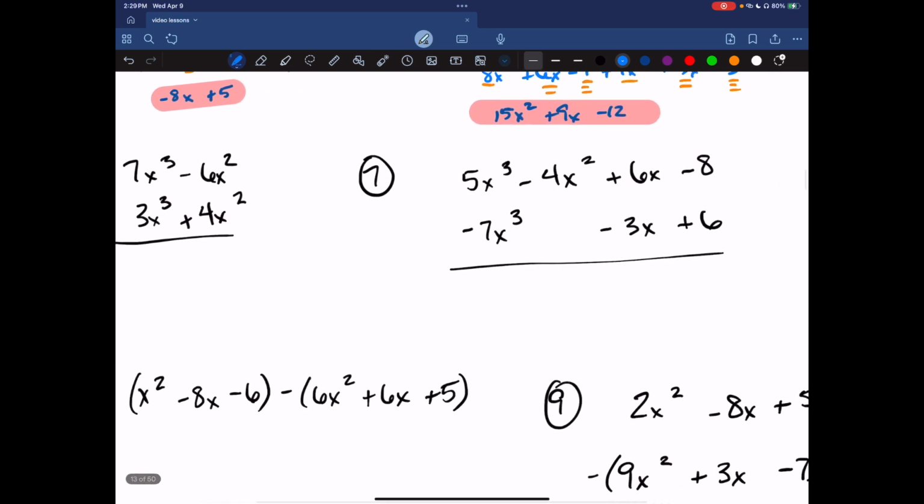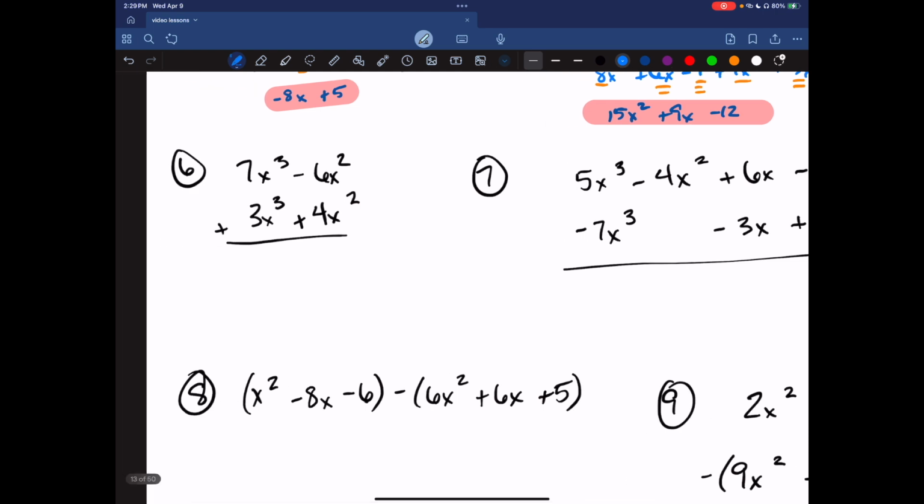On 7, I don't have an x squared term in the second one, so I'm going to skip that term and write the x's over the x's, the constant terms over the constant terms, and so on and so forth. All right, so number 6, I'm just going to add my columns. Negative 6 plus 4 is going to be negative 2x squared. 7 and 3, that's going to be 10x cubed. All right, and that's it.